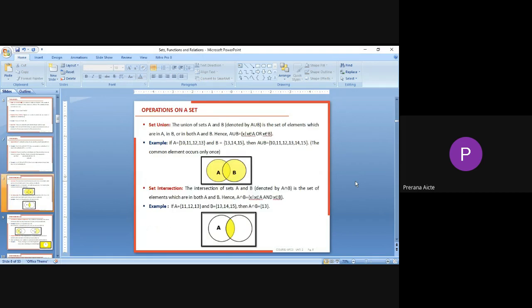So these two sets are disjoint sets. Next we'll discuss different operations on a set. First operation, set union. The union of two sets, set A and set B, denoted by A union B, is the set of elements which are in A as well as in B, and in both A and B. The representation is A union B equal to X, such that X belongs to A or X belongs to B, or it may belong to both set A and set B. Then we consider those elements as the union of two sets.